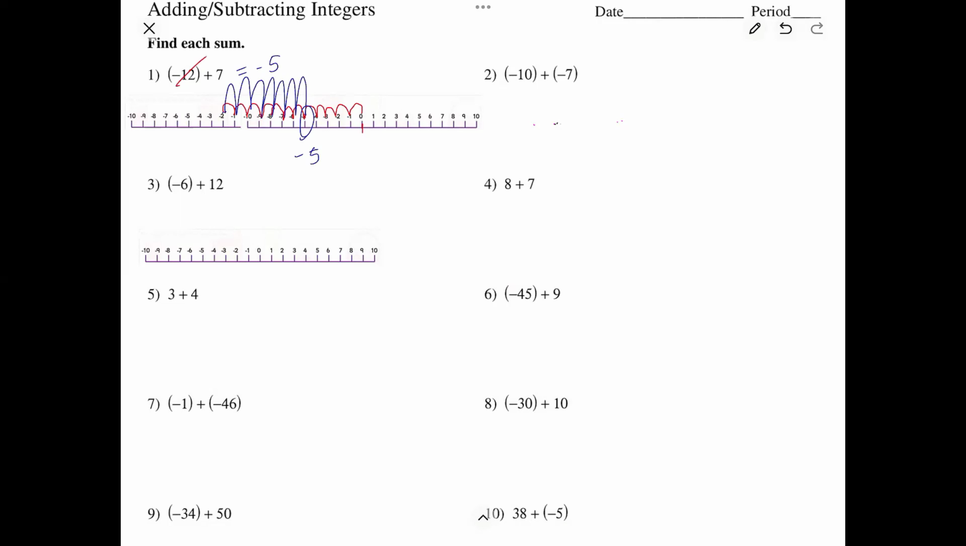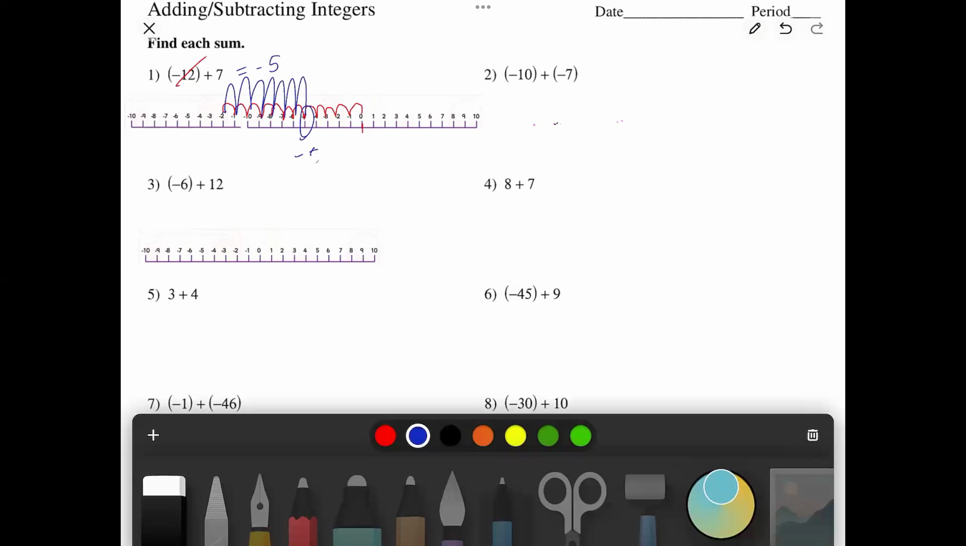All right, so now I'm going to do another one. I'm going to do number 3. So it says a negative 6 plus 12. Again, we start with a negative number, so we're going to go to the left, and then we're going to follow that by going to the right for 12. So we're going to start at 0, and negative 6 is going to be 1, 2, 3, 4, 5, 6. All right, so that's where I end with the negative 6.